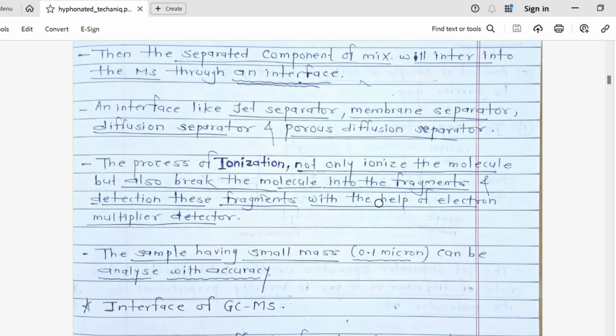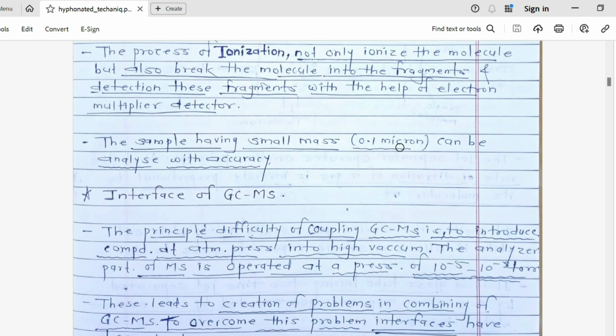Here in mass spectroscopy, when the separated molecules pass through with the help of the interface, they get ionized, and after ionization, the molecule will break into different fragments, and these fragments get detected with the help of an electron multiplier tube. The electron multiplier tube is the detector in mass spectroscopy. So here a sample having a small mass, 0.1 micron, can be analyzed accurately.